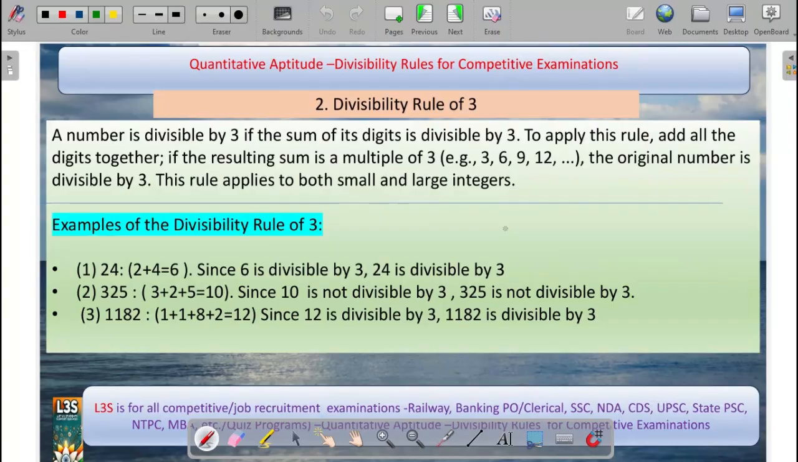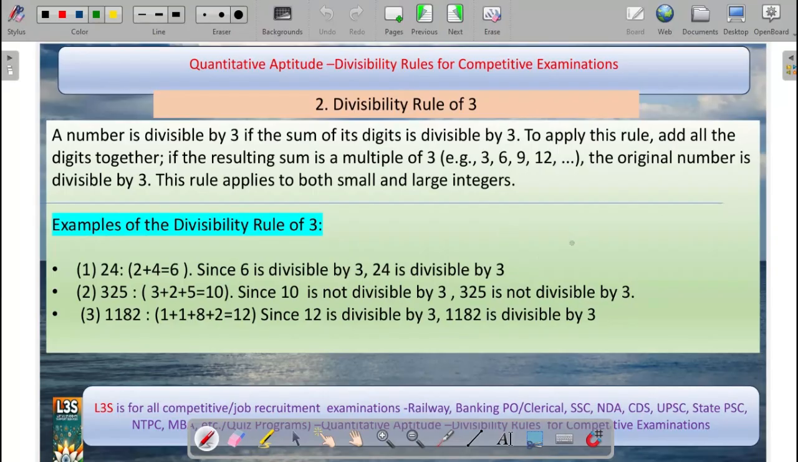So next, the divisibility rule of 3. A number is divisible by 3 if the sum of its digits is divisible by 3. To apply this rule, add all the digits together. First we have to find the sum of the digits. If the resulting sum is a multiple of 3, the original number is divisible by 3. This rule applies to both small and large integers.